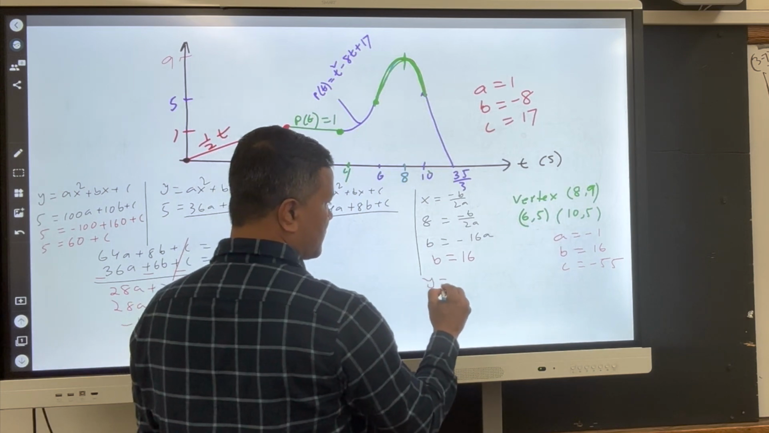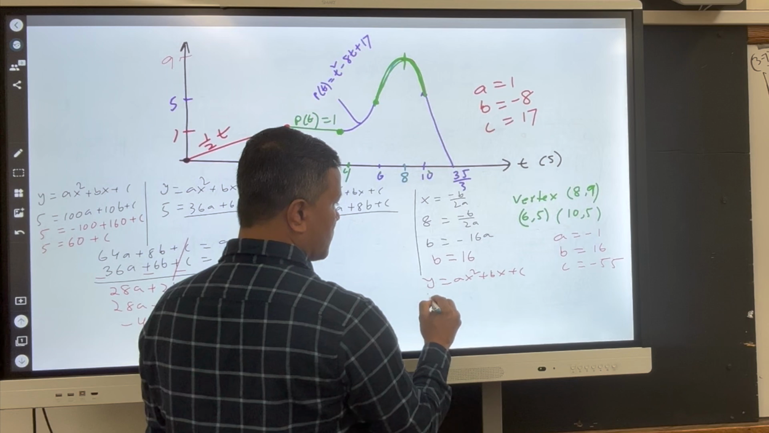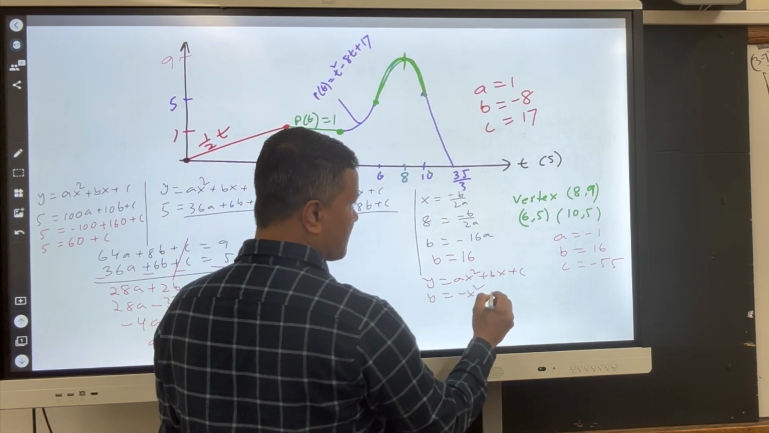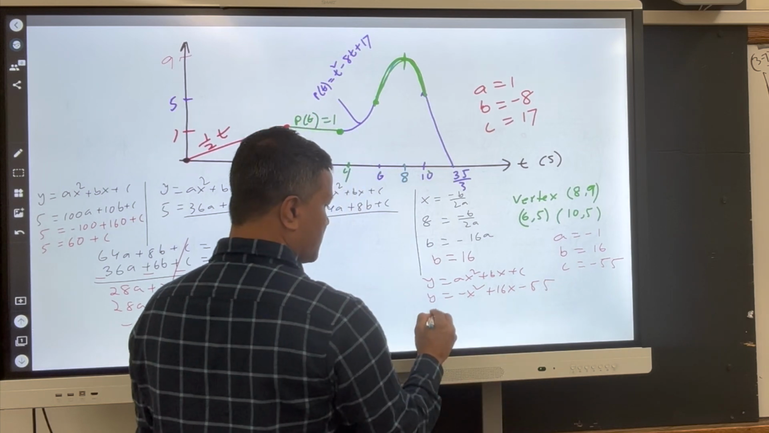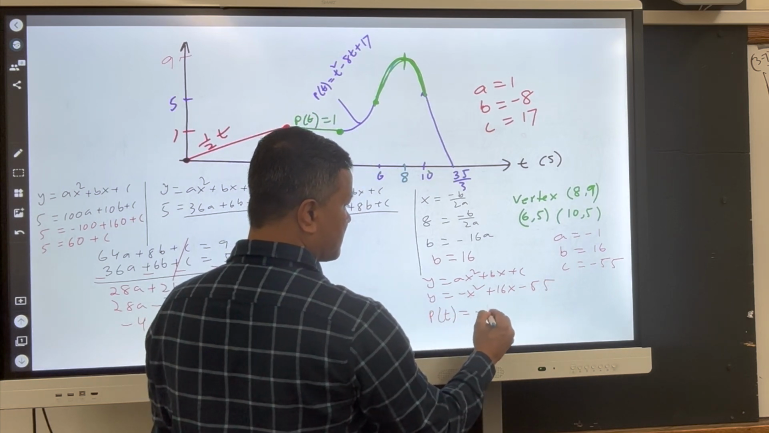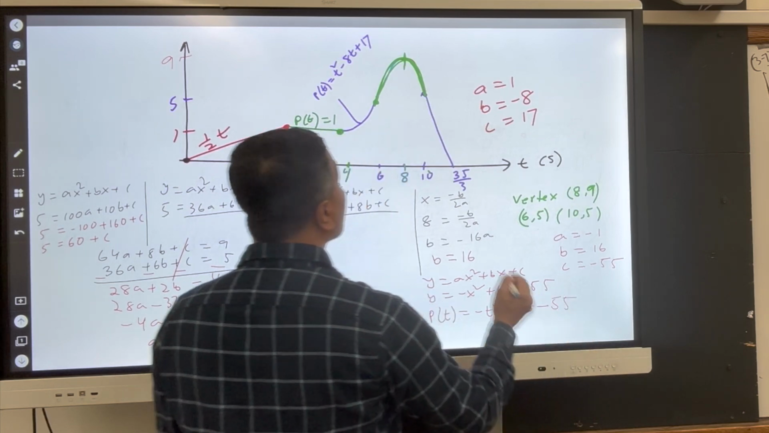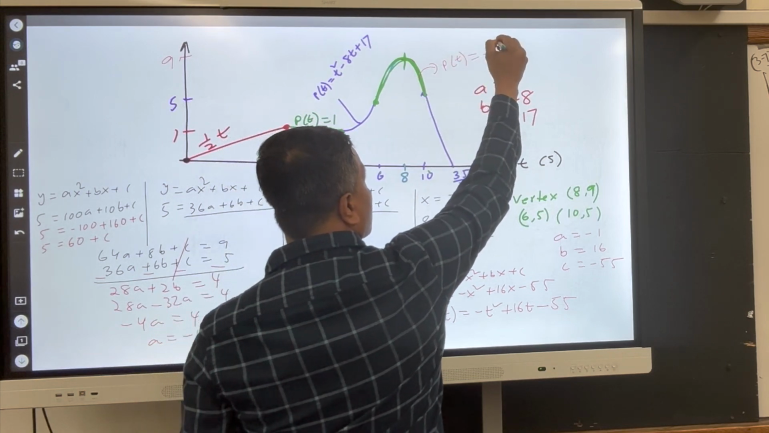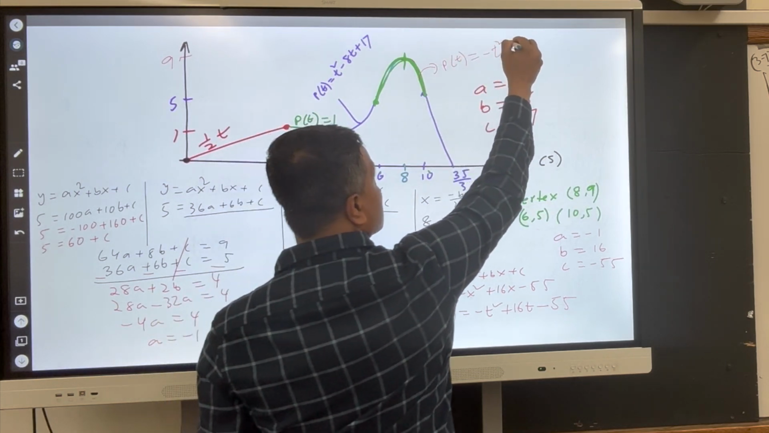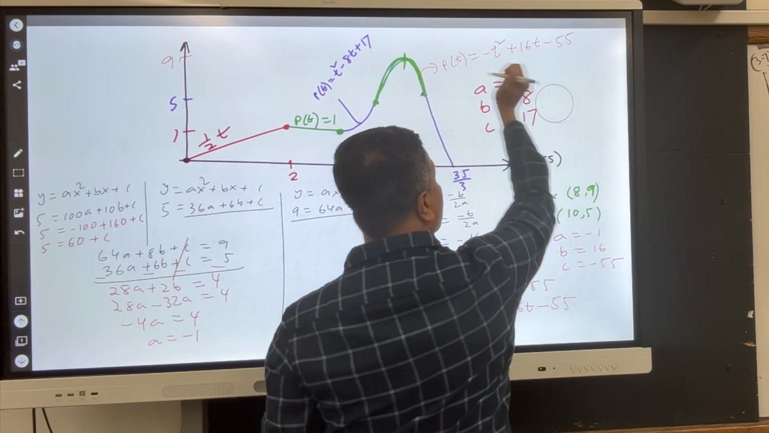So y is equal to ax squared plus bx plus c. So y is equal to negative x squared plus 16x minus 55. So p of t is equal to negative t squared plus 16t minus 55. So what is this one? P of t is equal to negative t squared plus 16t minus 55. All right, now last one.